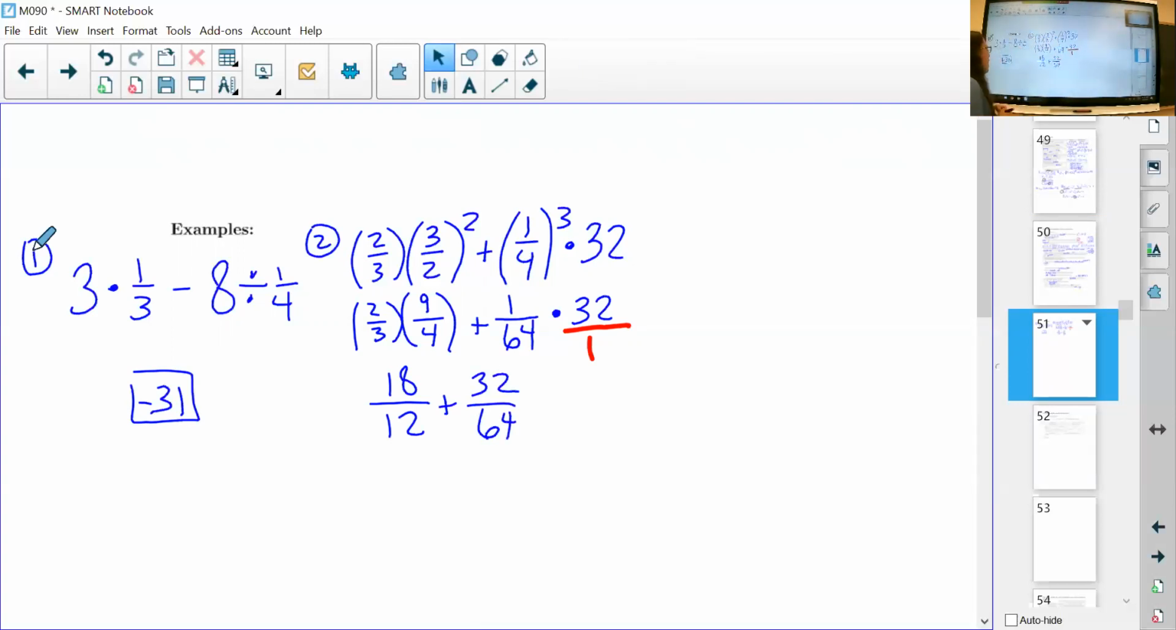Let's simplify these. 18 and 12 share what factor? A couple possible answers. The largest one is 6. Divide to get 3/2. These share a common factor of 32. Divide to get 1/2. And now we can add them together. We finally get to the addition. We get 4/2, which is 2.